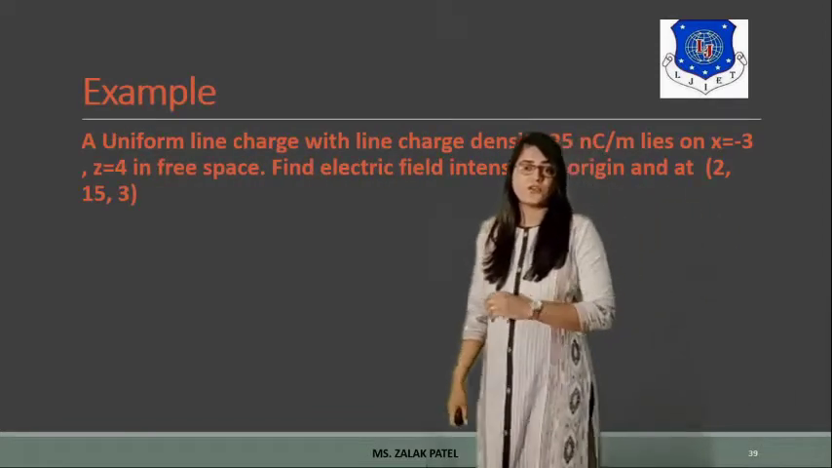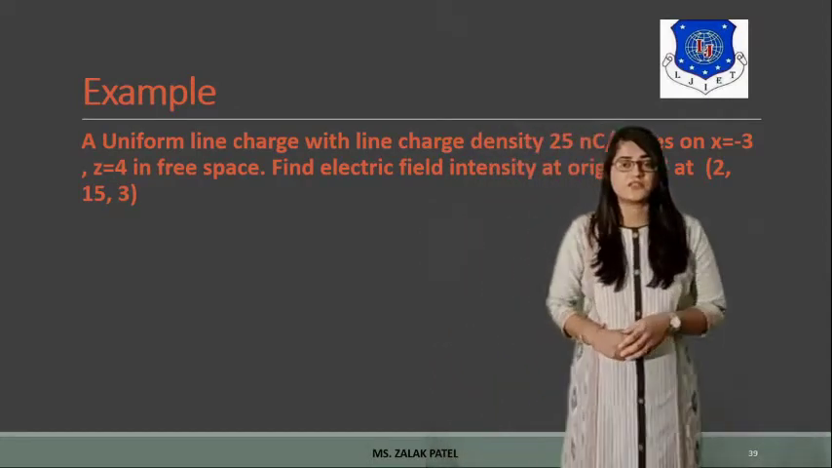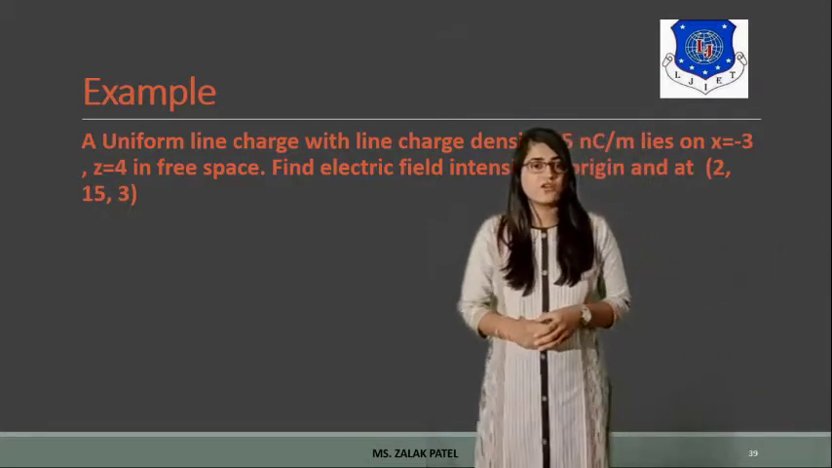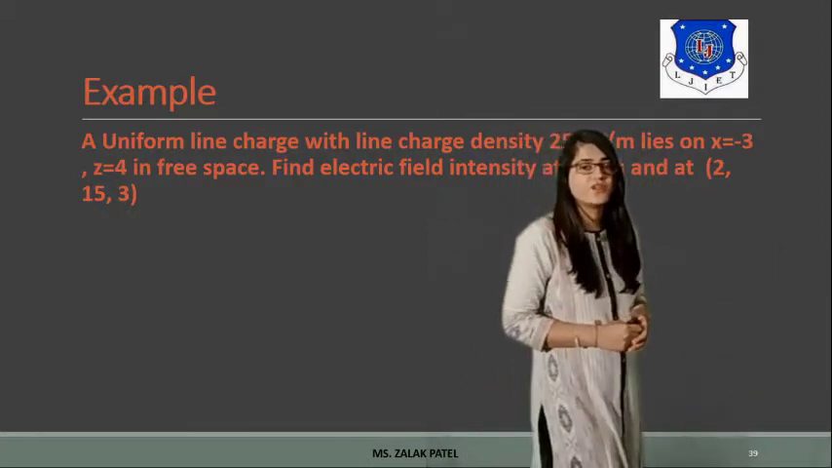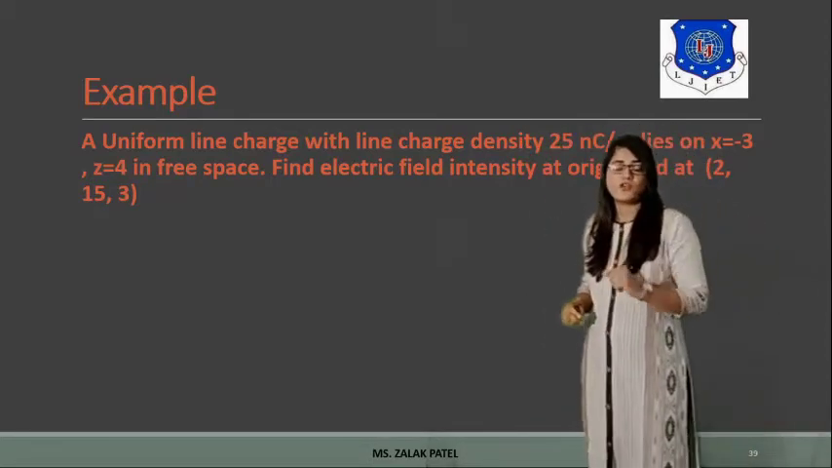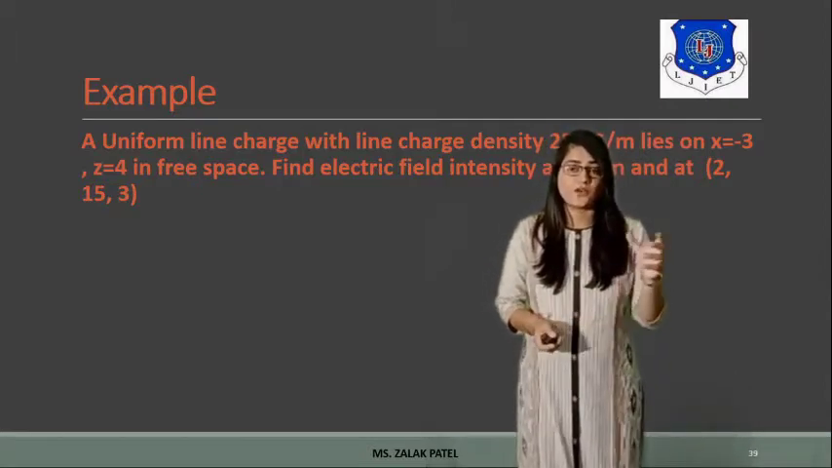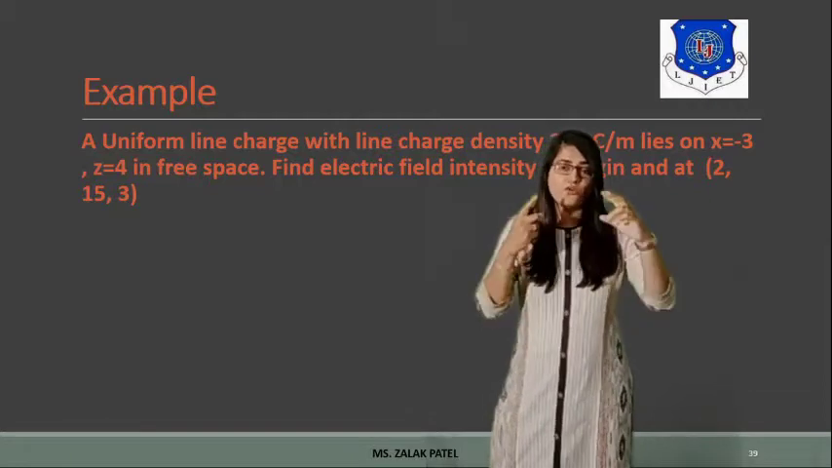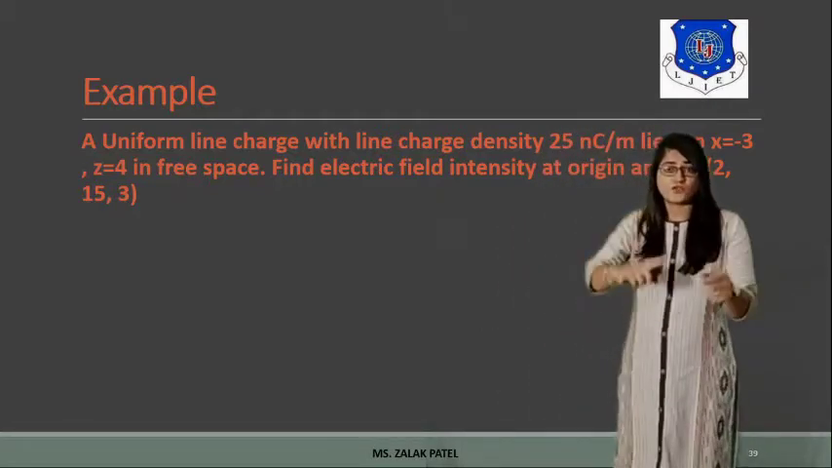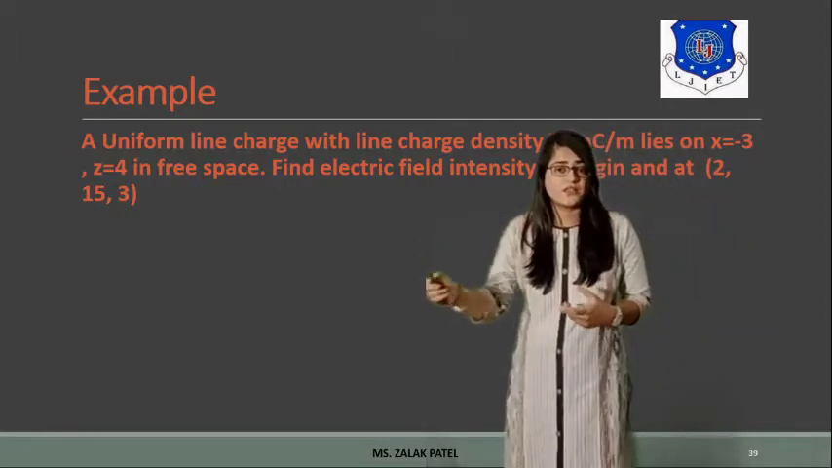Let's see another example so the things will be more clear. Here a uniform line charge of density 25 nanocoulomb per meter on the line x equal to minus 3 and z equal to 4 is given. You have to find out the field intensity at the origin and at (2, 15, 3). So this example is a combination of two examples: first you find the field intensity at the origin and second at (2, 15, 3).